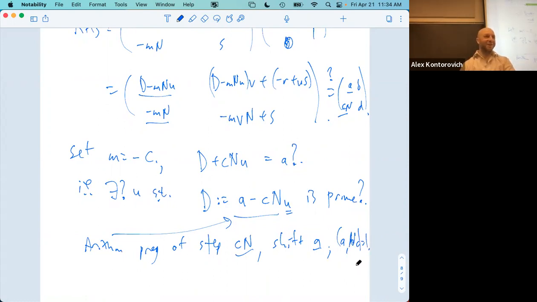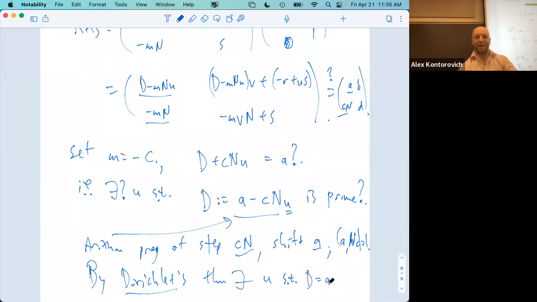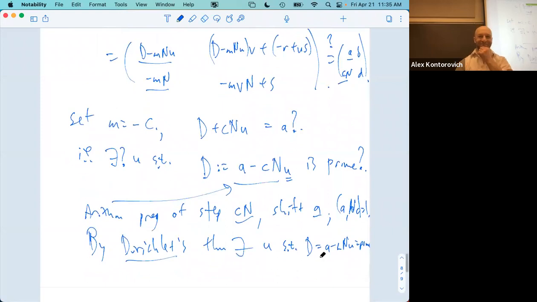Good thing we know Dirichlet's theorem. It's kind of funny, right? How you apply a sledgehammer and you get one. Yep. By Dirichlet's theorem on primes in progression, there exists a D such that there's some number U such that D, defined to be A minus CNU, is prime. That's cheating. We're about to cheat again.